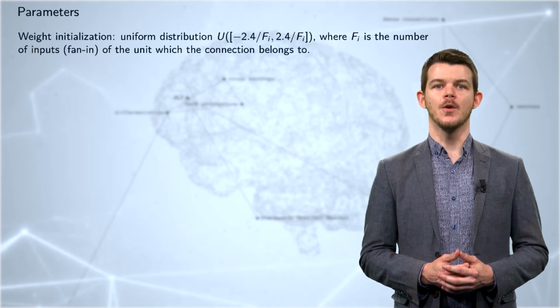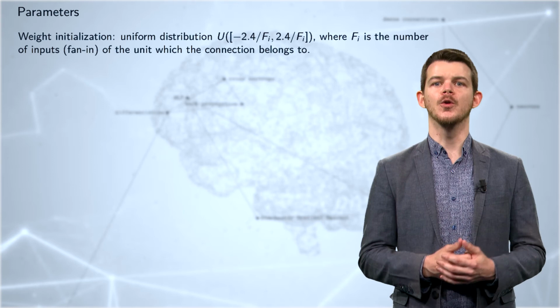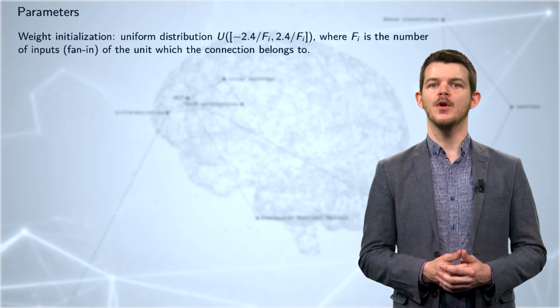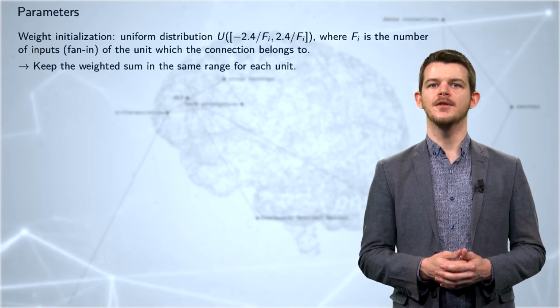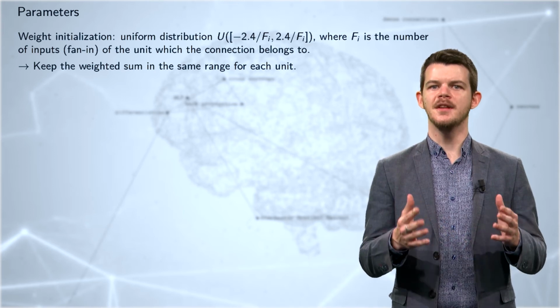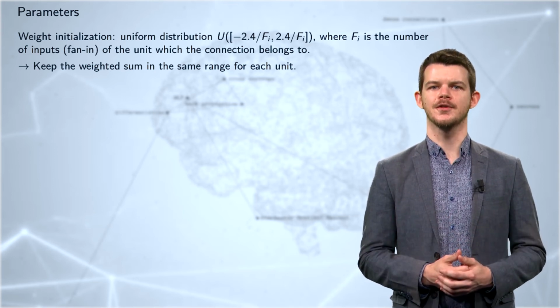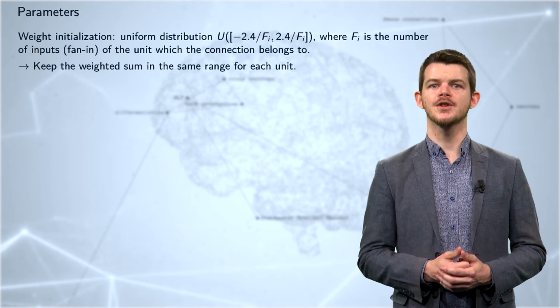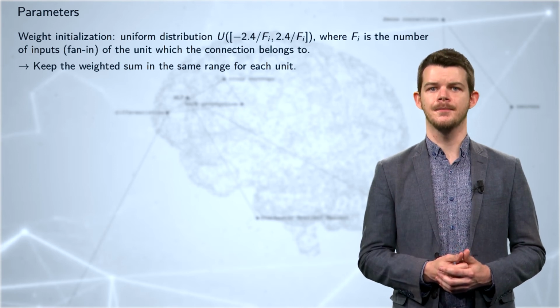You initialize each weight with a uniform distribution where the variance depends on 1 over the square root of the number of inputs of the unit the weight belongs to. The idea is to keep the weighted sum in the same range for each unit. This should remind you of some initialization we have seen in the previous course. If not, feel free to watch the dedicated sequence again.